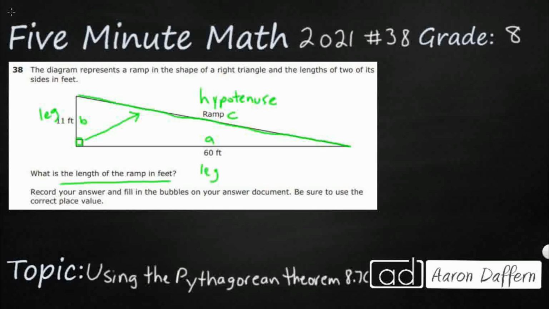Now, why do we care about these letters A, B, and C? Well, when we're thinking of a right triangle, we should be thinking of the Pythagorean Theorem, which says a squared plus b squared equals c squared. What does that mean? Well, that's why we label the 2 legs A and B.